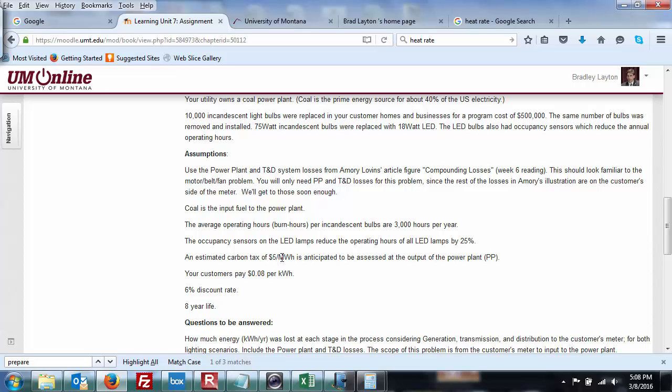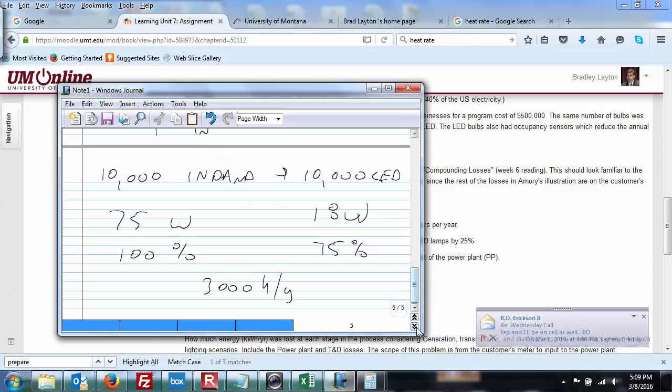Carbon tax, $5 per megawatt hour. So let's get that on a new page.